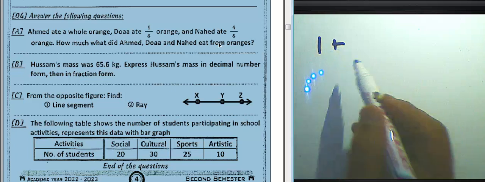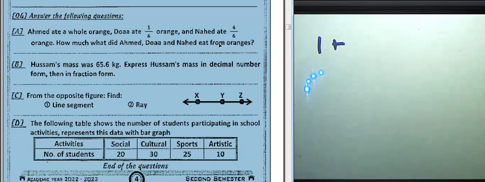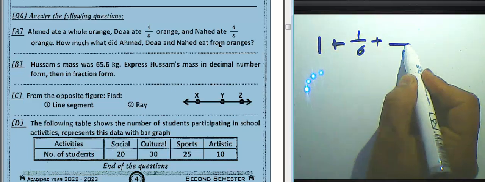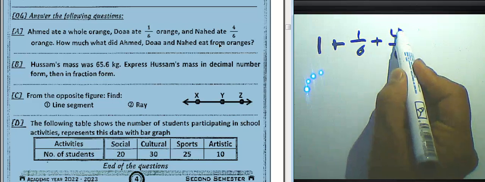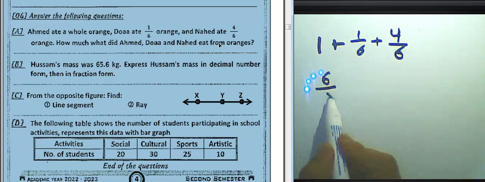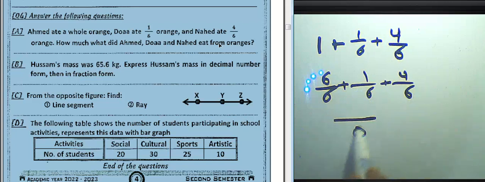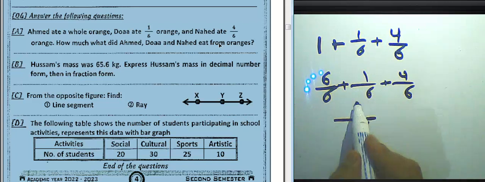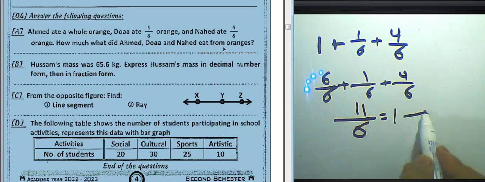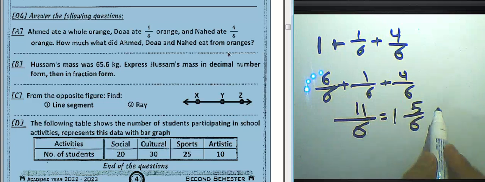1 plus 1/6 plus 4/6. 1 equals 6/6, plus 1/6 plus 4/6. Write 6 here. 6 plus 1 equals 7, plus 4 equals 11. It will be 1 and 5/6 oranges.